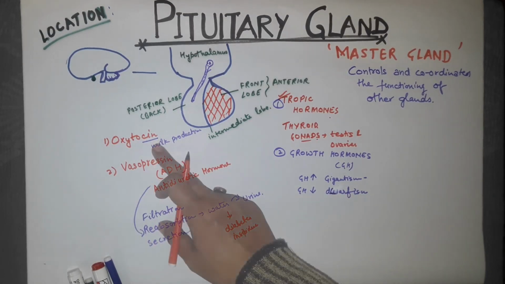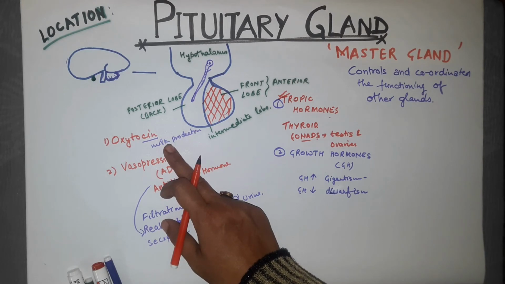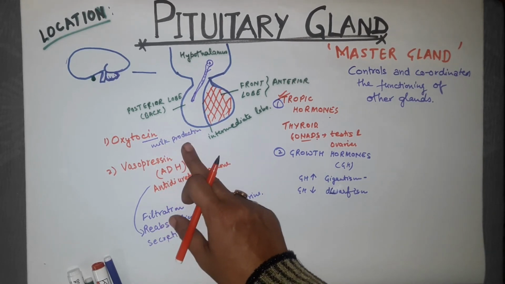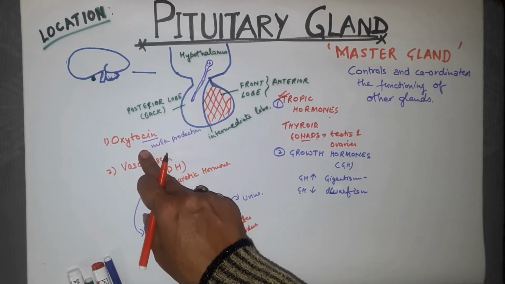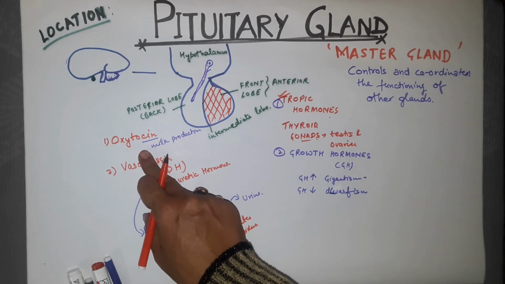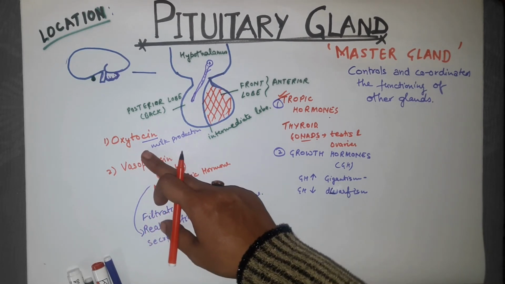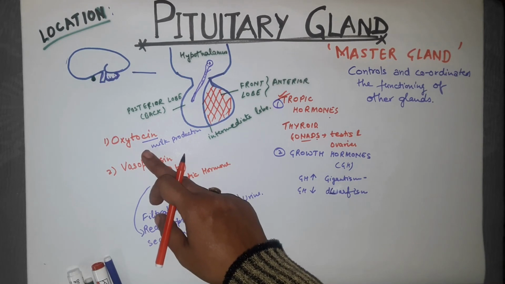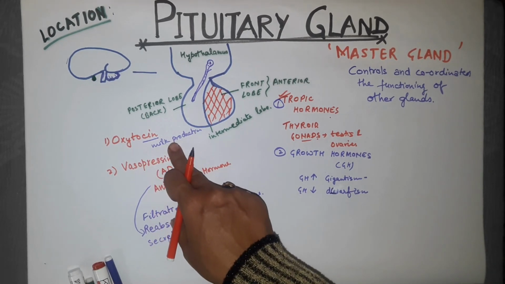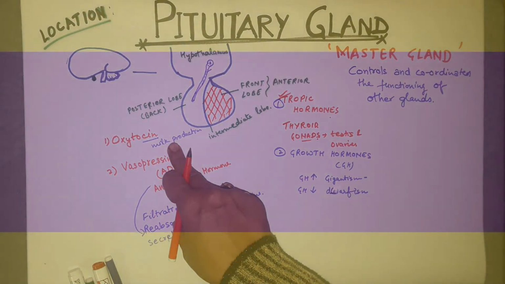The next hormone is oxytocin. Oxytocin helps in childbirth and also in milk production. So during childbirth there are labor processes, which require some sort of changes in the lower part of the body in females, and also milk production in the mammary glands.